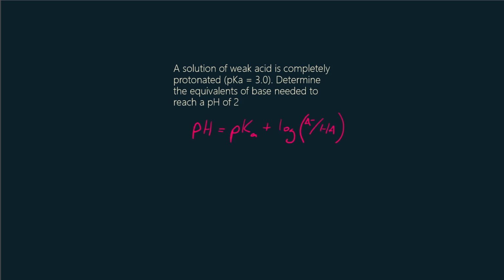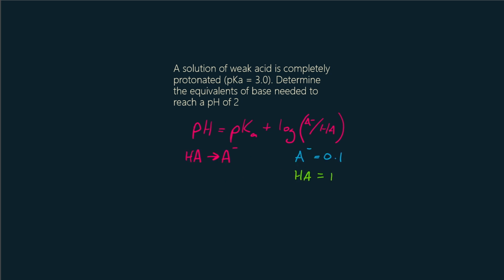First, we'll write out our HH equation, where we know our pH and pKa values. For the time being, our A minus over HA can be treated as one thing that we'll call X. And from here, we'll solve for X, which gets us 0.1. And remember, this variable is our A minus over HA. Another way to write 0.1 is like this. So essentially, our A minus is 0.1 and HA is 1.